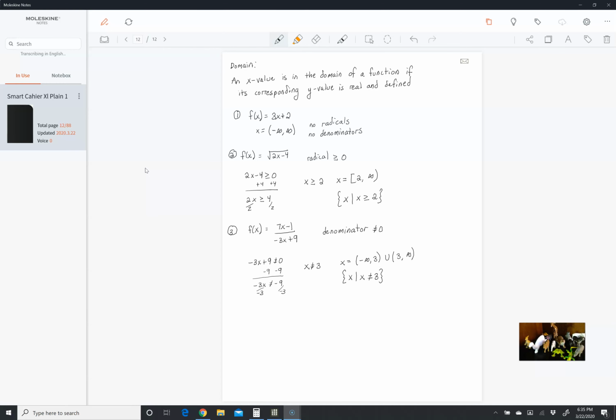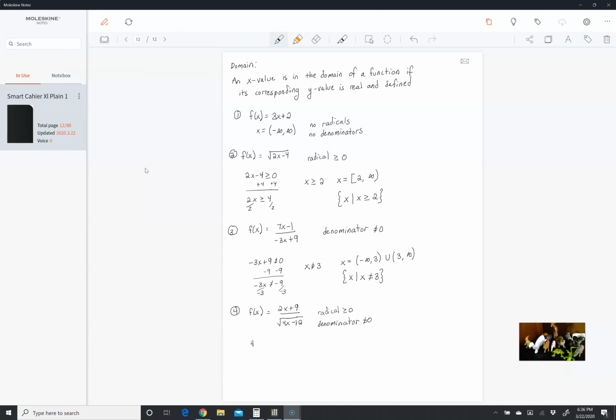Okay, then we have the fourth possibility. The fourth possibility is where we have both. We have a denominator and a radical. And in this case, our radical is in the denominator. So we have 2x plus 9 over the square root of, let's say, 4x minus 12. So our radical has to be greater than or equal to 0. Our denominator can't be 0.